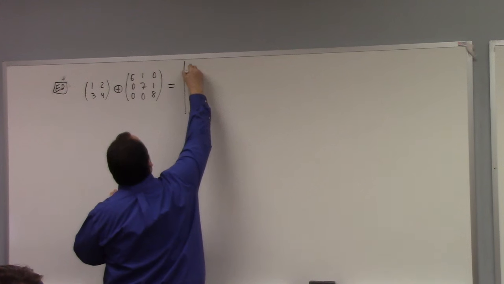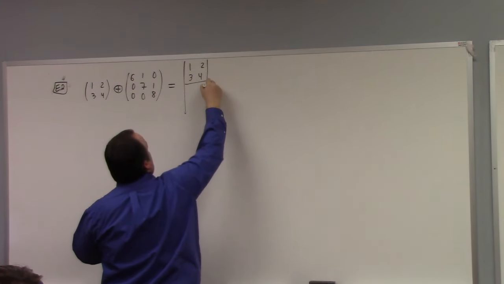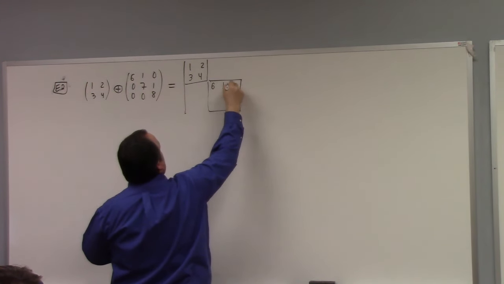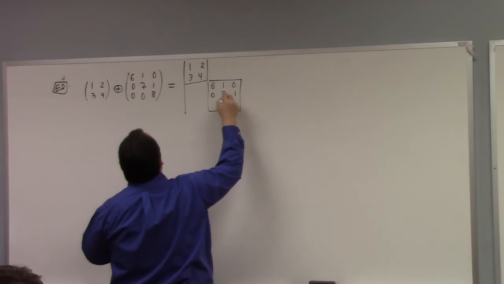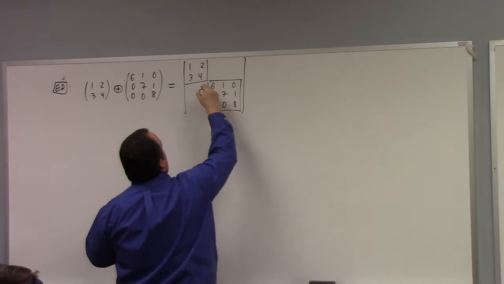We put 1, 2, 3, 4 in the upper block, like that. And then we put 6, 1, 0, 0, 7, 1, 0, 0, 8 in this lower block, like that. And then there's zeros elsewhere.